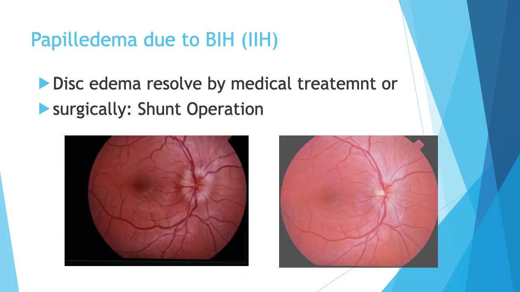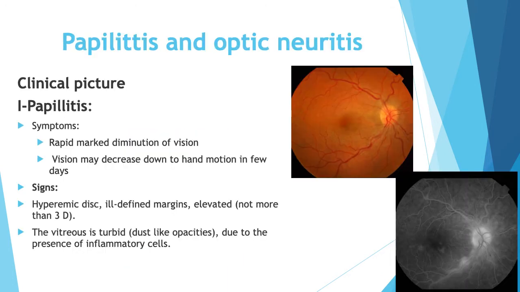Papilledema due to BIH, or benign increased intracranial hypertension, or idiopathic intracranial hypertension, IIH, may respond to medical treatment, which can sometimes be successful. So disc edema may resolve, as we can see here, the edema started, but it resolved completely after medical treatment. And sometimes if the pressure is continuous, they do a shunt operation, diverting the CSF circulation into the peritoneal cavity. Let's move to papillitis and optic neuritis.